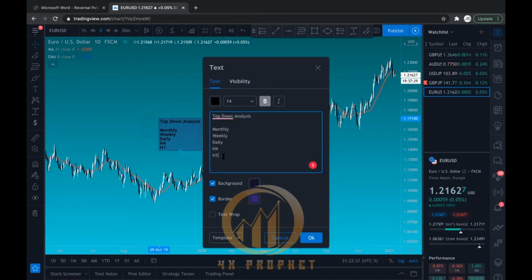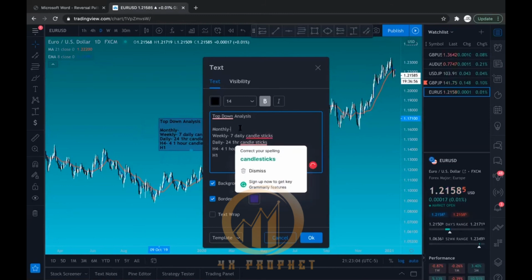So remember, one daily time frame is 24 one-hour candlesticks. In an H4, there are four one-hour candlesticks. So that's really easy to remember. In a week, there are 7 daily candlesticks. And of course, in a month, it's based on whatever that month is. So real simple to remember, right?